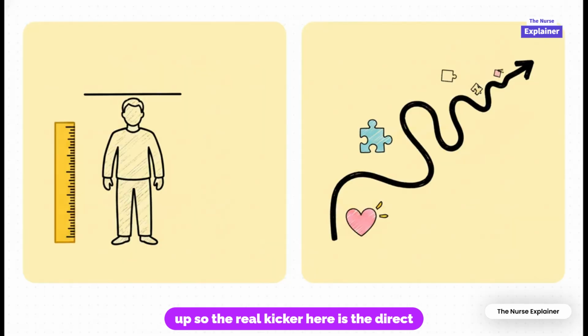So the real kicker here is the direct contrast. Growth is objective, and it actually has a finish line. It stops after maturity, right around the time our adult height stabilizes. But development? Development is a lifelong process of learning and adapting. Think about it. An adult might stop growing taller, but they are still developing better emotional regulation and complex problem-solving skills for their entire life.